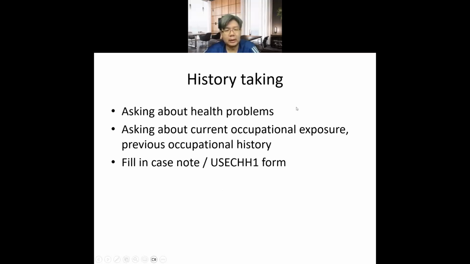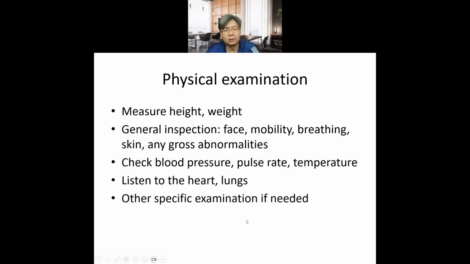For us as an OHD, we get the history, we ask about the health problem, we ask about the current occupational exposure and previous exposure, then we fill in the case notes, fill in the USE 1 form depending on what case note we use. We do the physical examination, usually we will definitely measure weight and height. It is very commonly measured and we calculate the BMI and monitor the weight and height as a general health status.